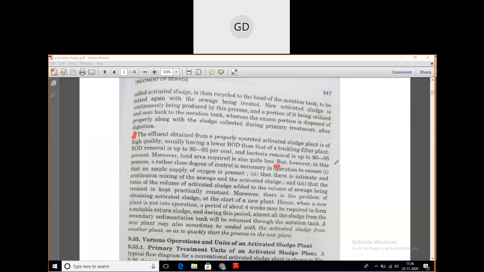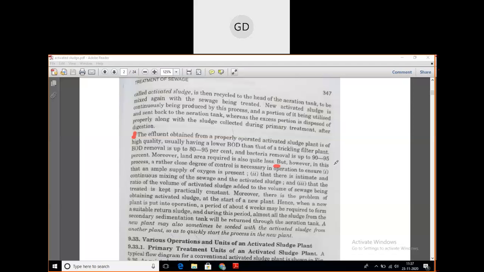Then again, there is intimate and continuous mixing of the sewage and the activated sludge. So in that process, as we have studied, the effluent from the primary sedimentation tank and the activated sludge is mixed properly. So this also needs some control. Okay, so it should go on nicely.